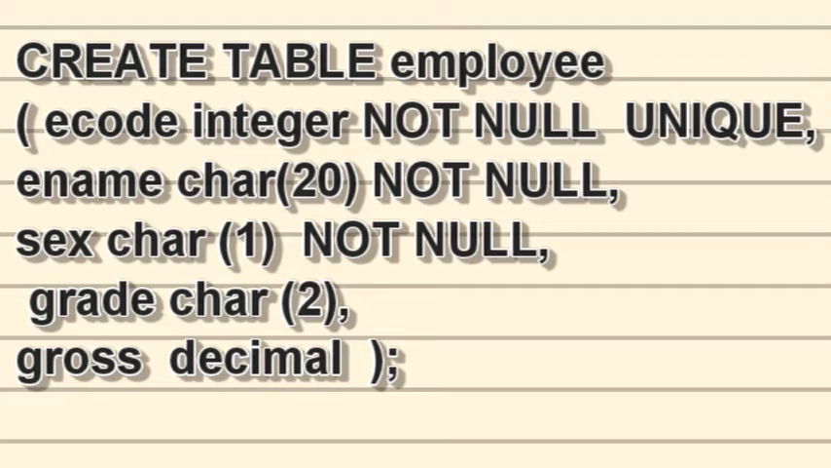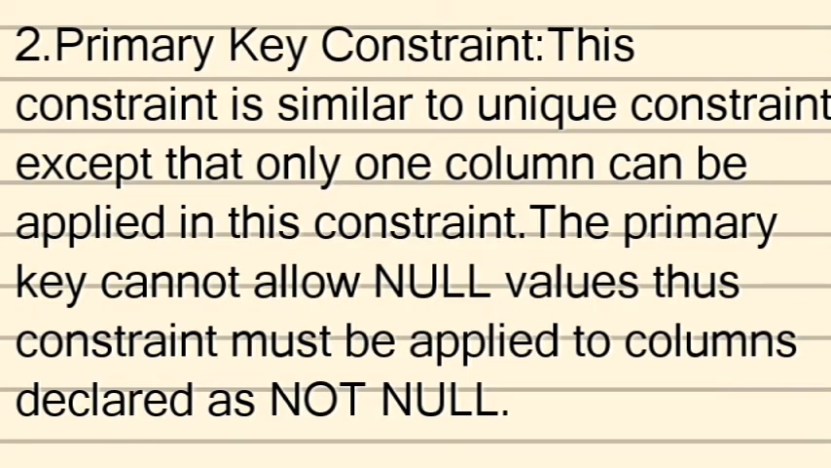However, this condition is implementation dependent. Based upon the implementation and how we require it, we are going to use this constraint. The next kind of constraint is the primary key constraint. The primary key constraint is similar to the unique key constraint. The constraint is different based upon only one thing: only one column can be applied in the table.